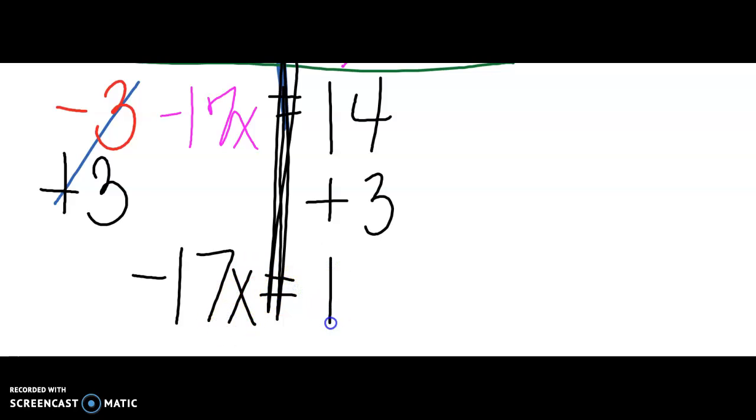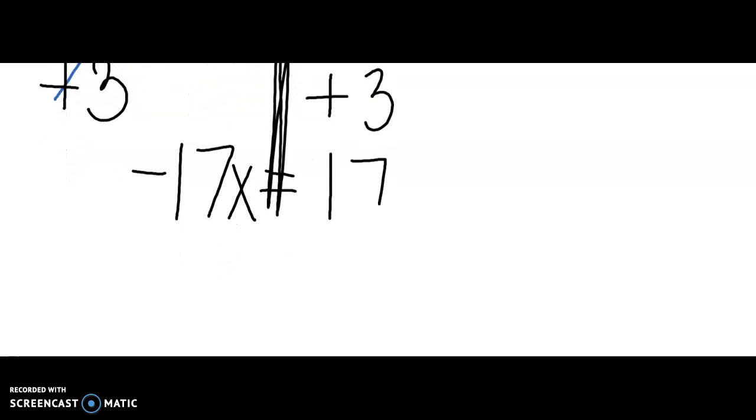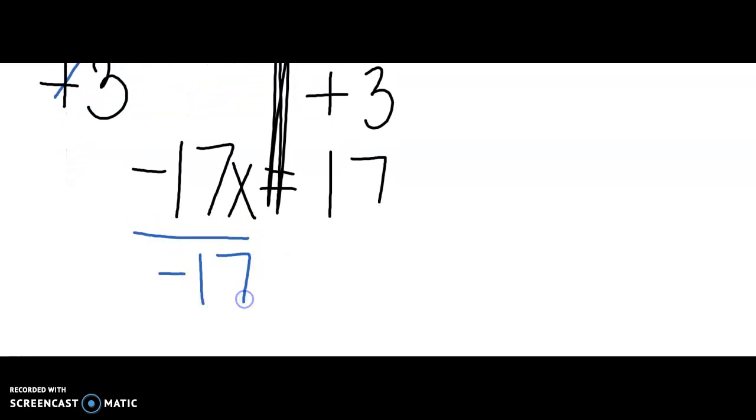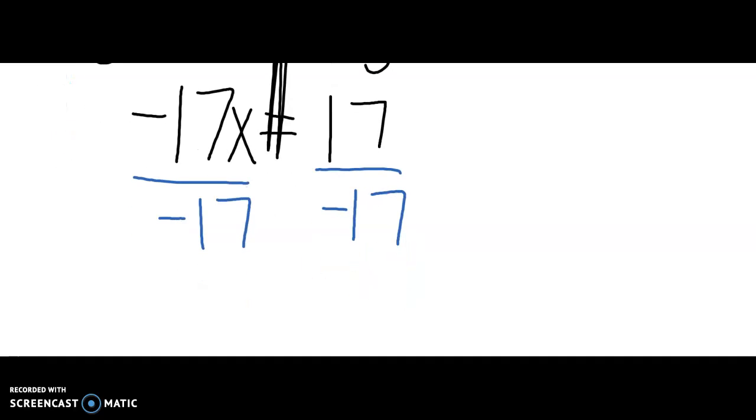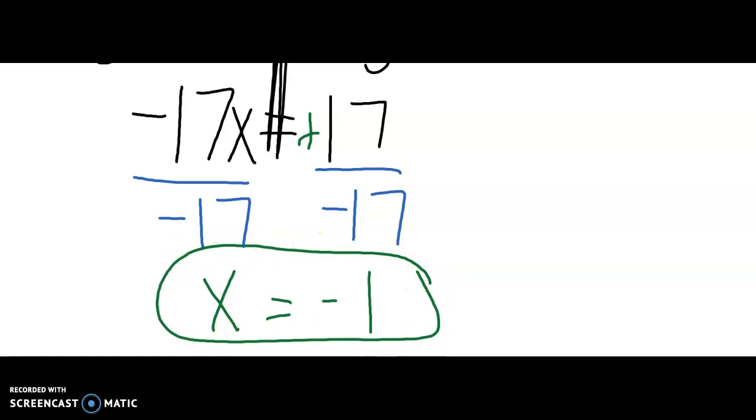equals 17, like that. And we still have to get the x by itself, so I'm going to divide by negative 17. Divide by negative 17. x equals, a positive and a negative is a negative, 17 divided by 17 is 1. So x equals negative 1.